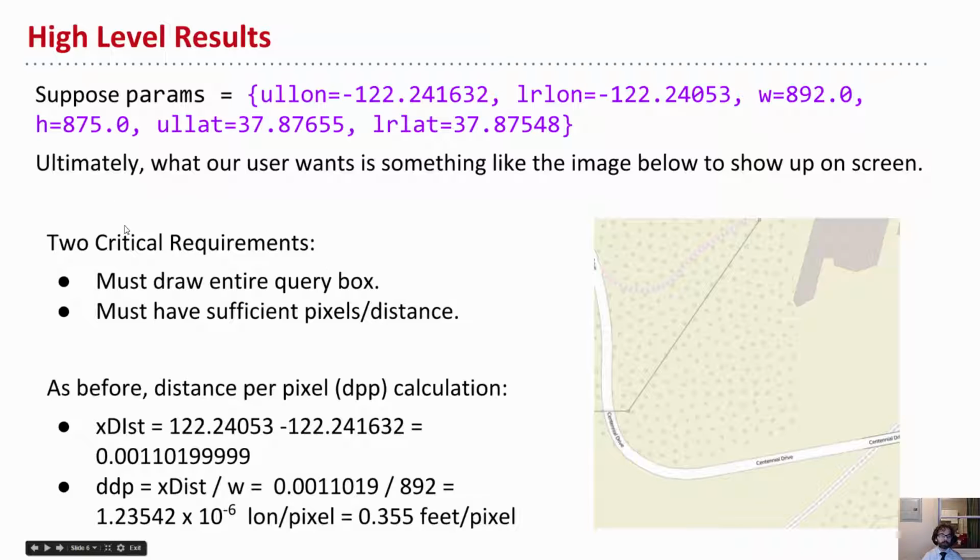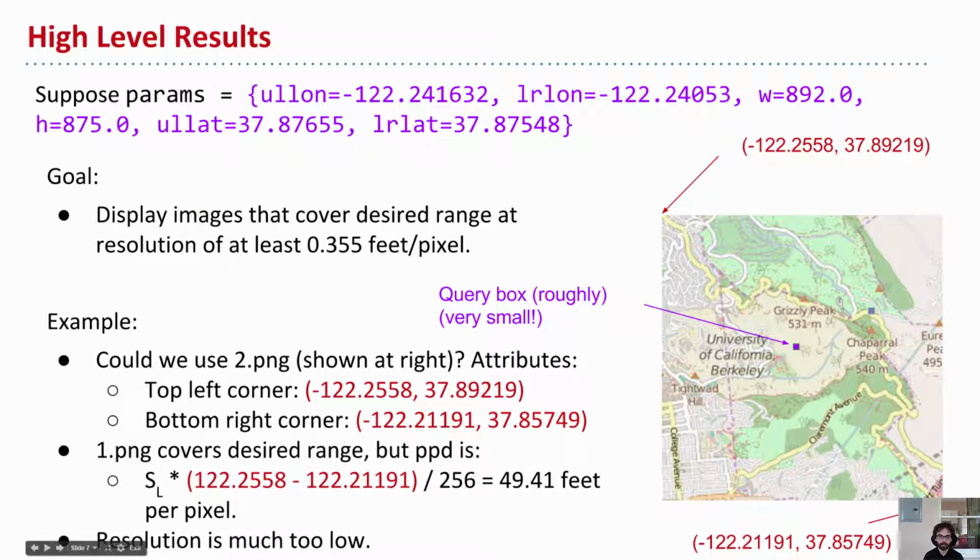And so there's two critical requirements that are listed in the spec. One, you need to draw this entire box. You must show everything between these coordinates. And two, you have to make sure you have enough density, right? And as before, we said that we need a density of around 0.355 feet per pixel. It should look nice. So let's consider an example of files we might need to use.